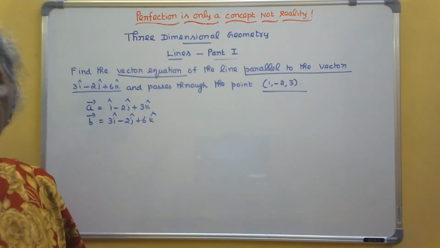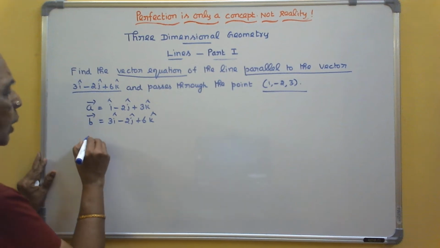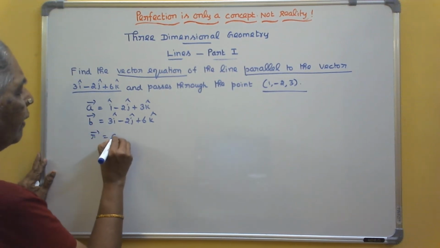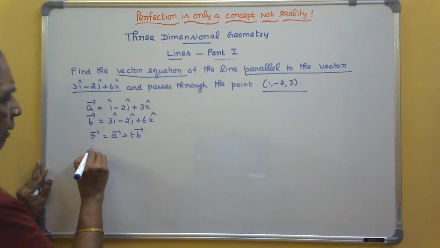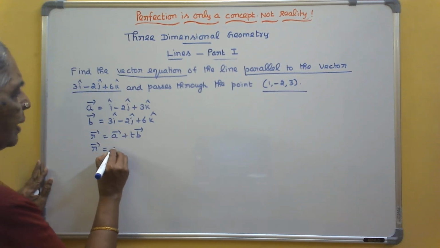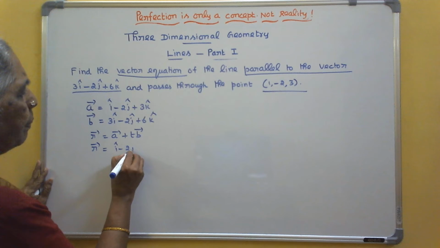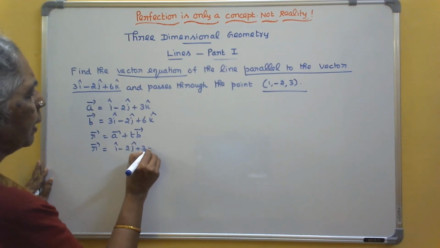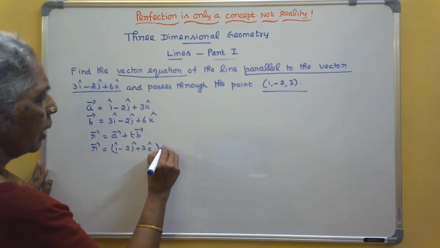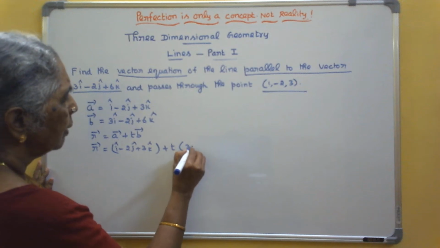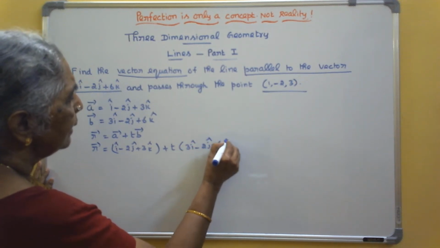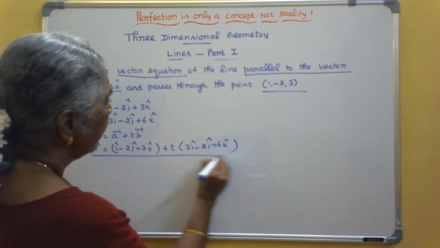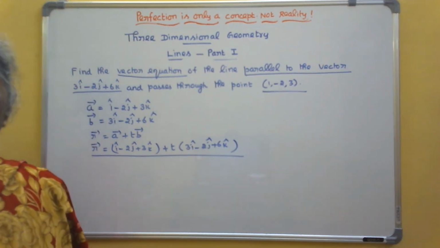Now let us write the equation. What is the equation in the vector form? R vector is equal to A vector plus t B vector. So you write now R vector is equal to i cap minus 2j cap plus 3k cap plus t into (3i cap minus 2j cap plus 6k cap). This is the vector equation of the line. It is very simple, no?